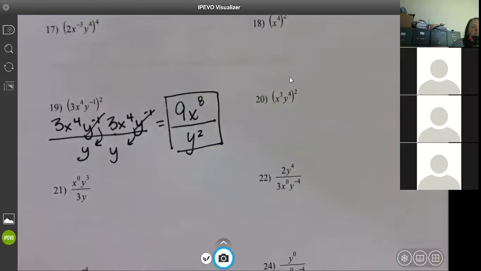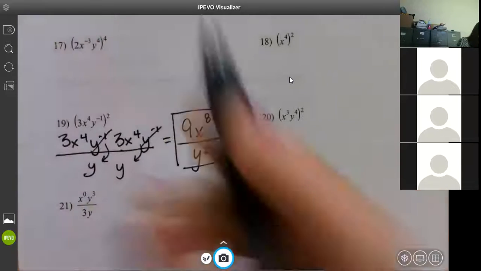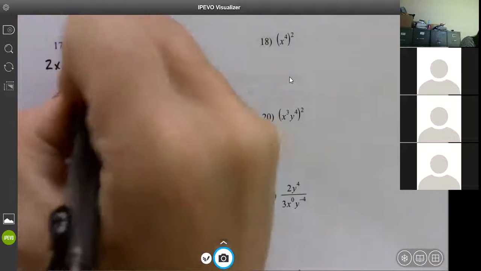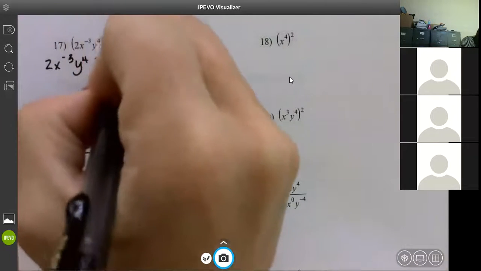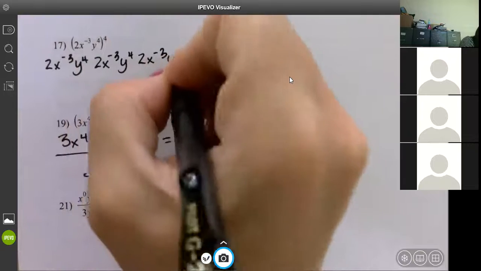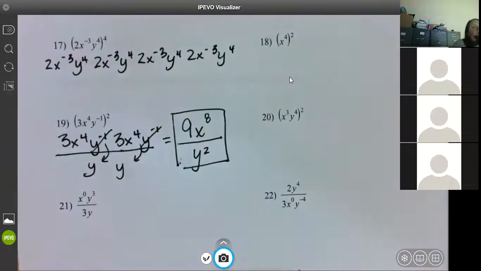All right. 17 is exactly the same way. How many times do I write it? 4 times. 2x to the negative 3, y to the 4th. 2x to the negative 3, y to the 4th. 2x to the negative 3, y to the 4th. Now you see why I didn't do the 4th on the front page. Write it 4 times.